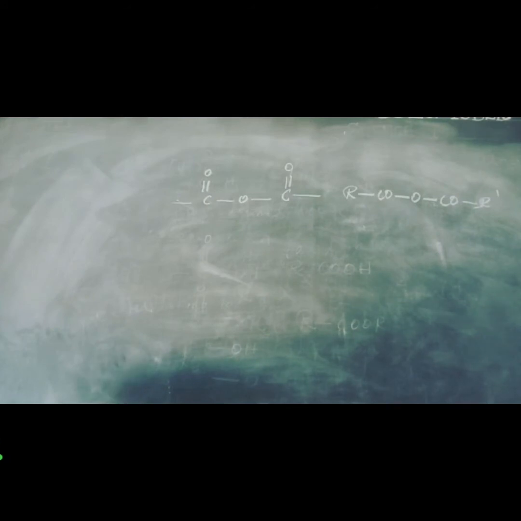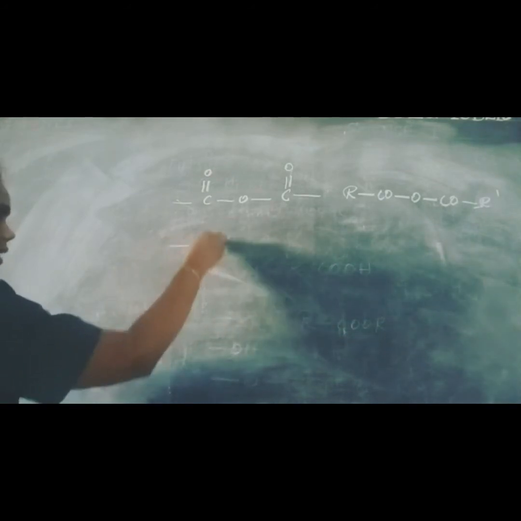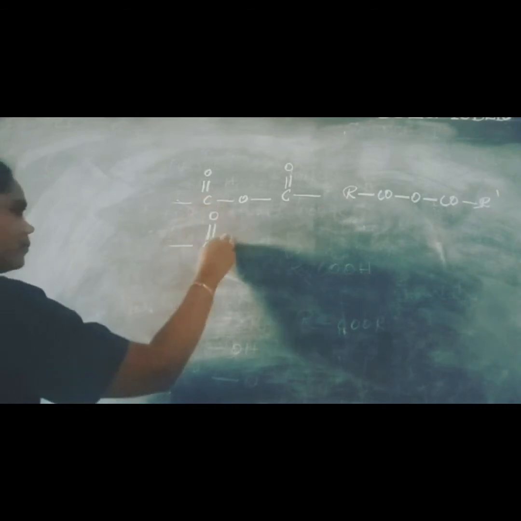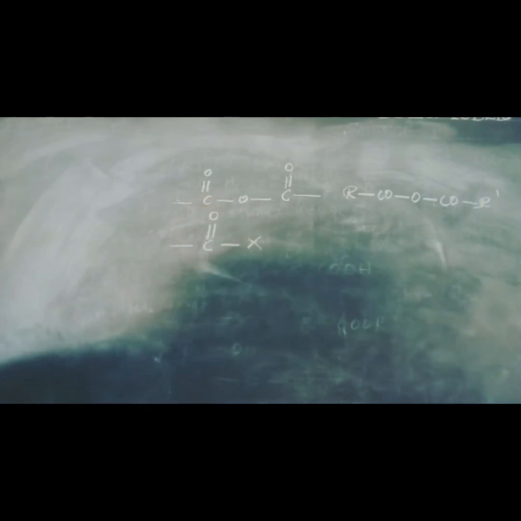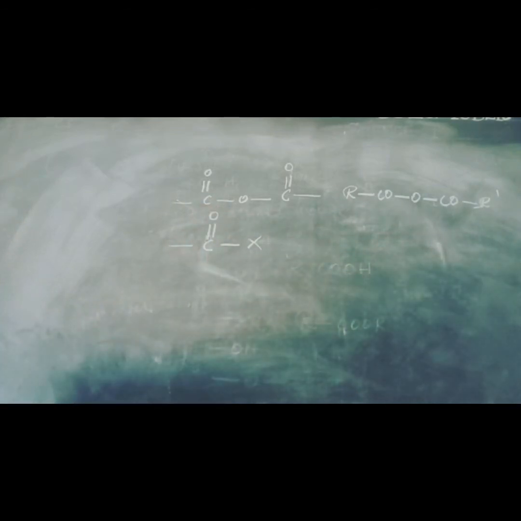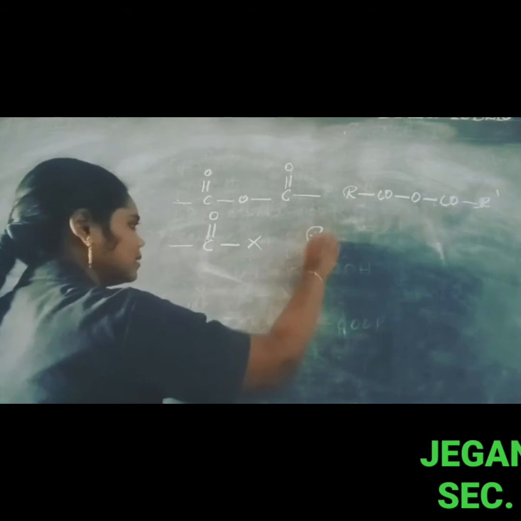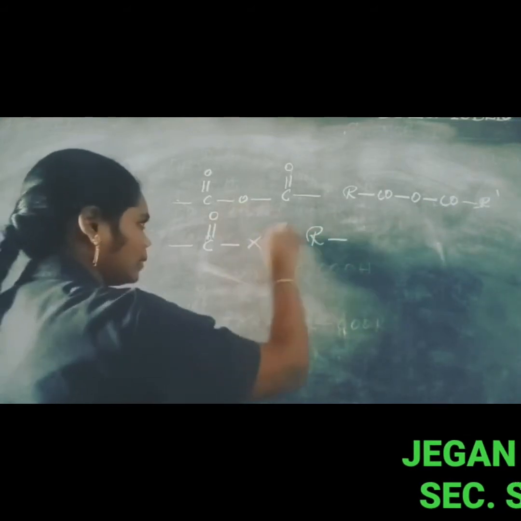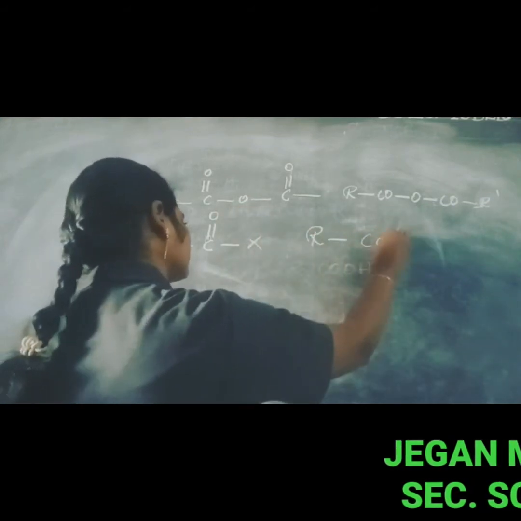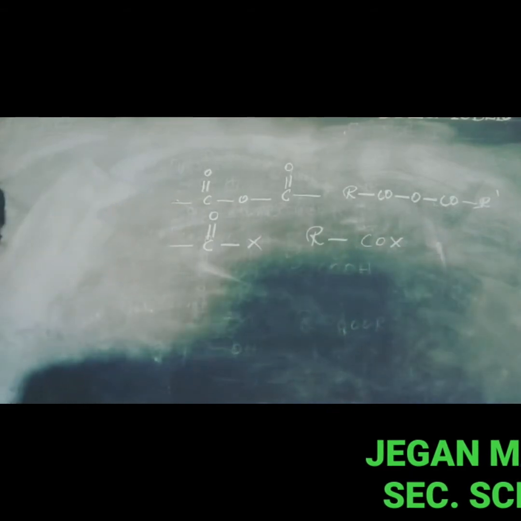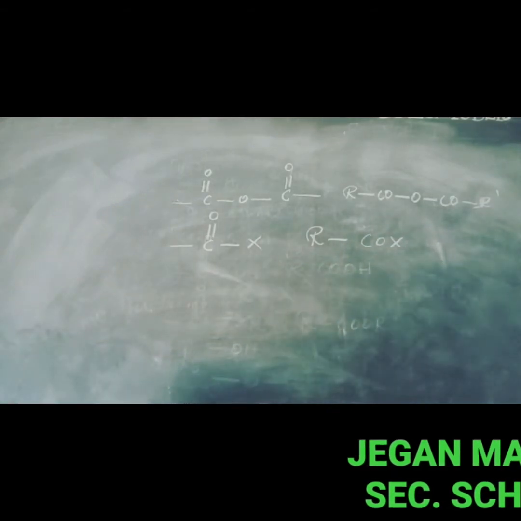And next one, acyl halide. The acyl halide functional group is bond C double bond O, X. So this is the functional group of acyl halide. What is the formula for acyl halide? R bond COX. So this is the formula for acyl halide.